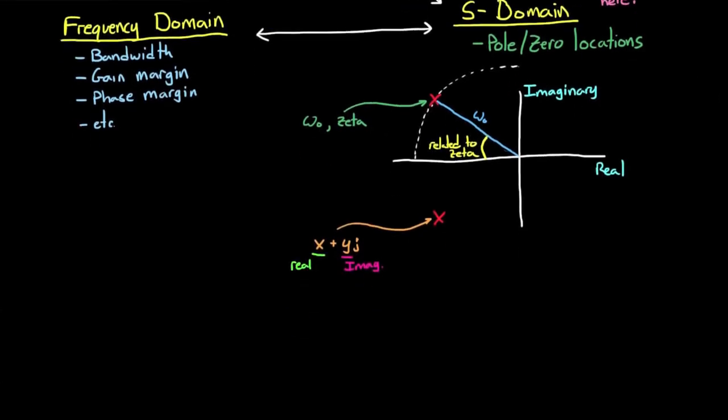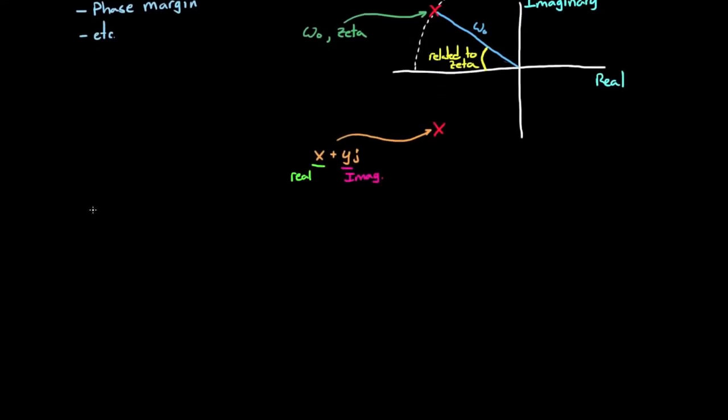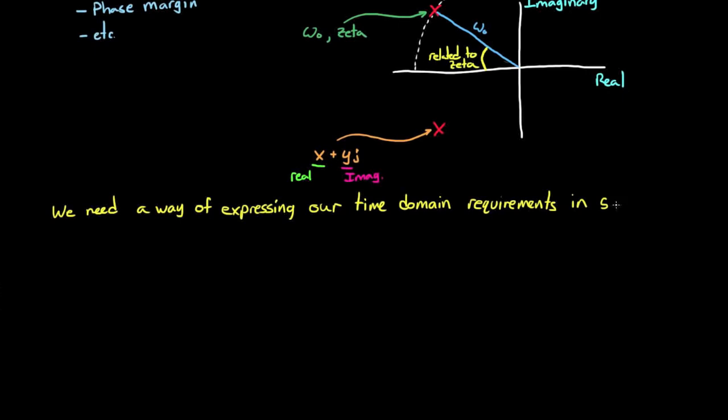So in order to take advantage of these powerful design tools, we need to find a way to describe system requirements in the S-domain. Otherwise, if we wanted to use the root locus plot, we'd have to design a controller, and then convert it back to the time domain to see the results, and then go back to the S-domain and make changes, and then go back to the time domain.